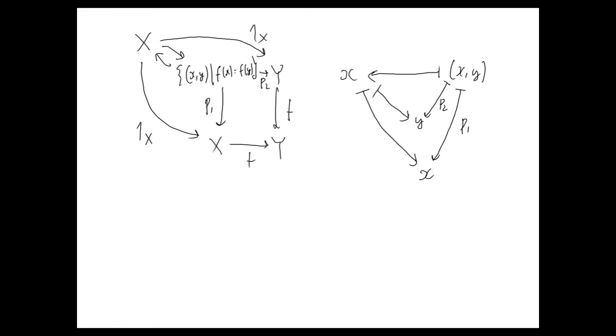So what I'm trying to say is that forcing this diagram with identity maps to be pullback is equivalent to saying that this set is given by pairs of the form XX.